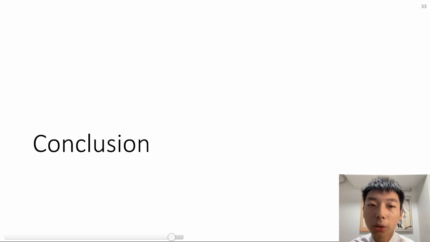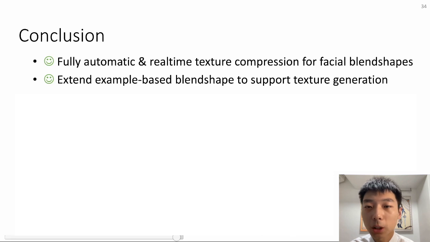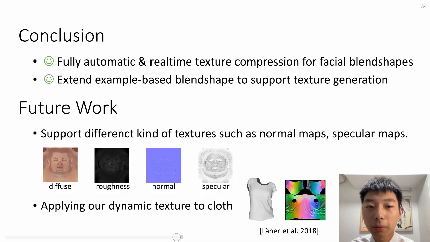Conclusion. To conclude, our method provides a fully automatic and real-time texture compression for facial Blendshapes, with an extension to support texture generation for example-based facial rigging. Currently, our work only compresses the albedo texture, ignoring all the other textures such as normal maps, specular maps, and roughness maps. Extending our compression method to other textures is straightforward. There is potential to further compress the set of textures by leveraging the correlation between them.